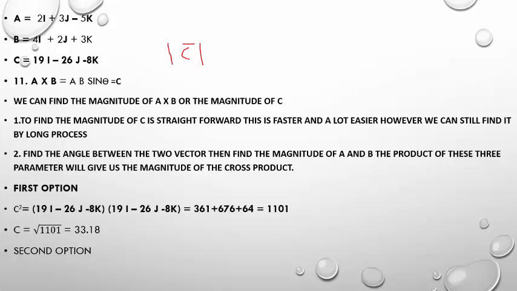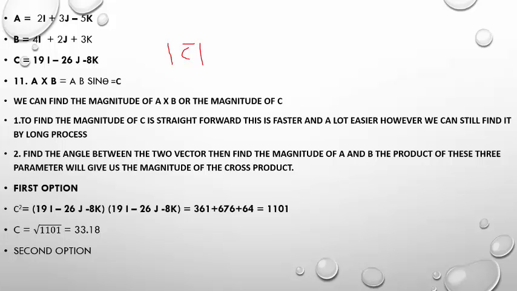As we have done before, to find the magnitude of C will be C multiplied by itself. So we can simply find it like 19 times 19, because it will be I square, then minus 26 times minus 26, then minus 8 times minus 8. Then our answer will be 1101. We'll find the square root, we have 33.18.